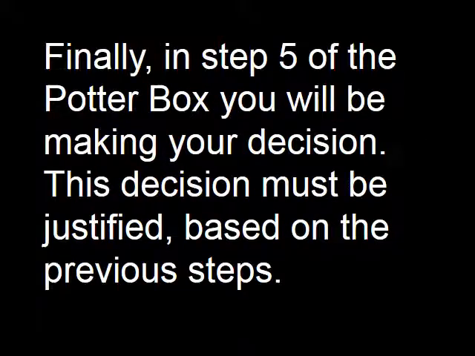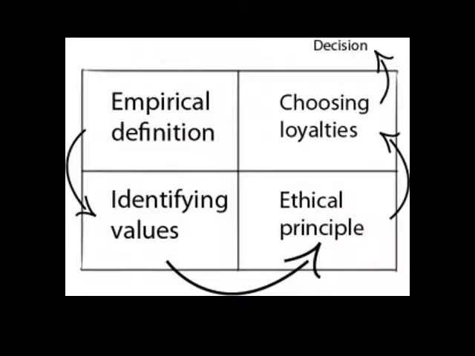And then finally, in step 5 of the Potter Box, you'll make the decision. And this decision must be justified and based on the previous steps. So again, a summary: define the situation, identify the values, the ethical principles, choose your loyalties, and then make a decision. The Potter Box, an ethical framework that's worth considering.